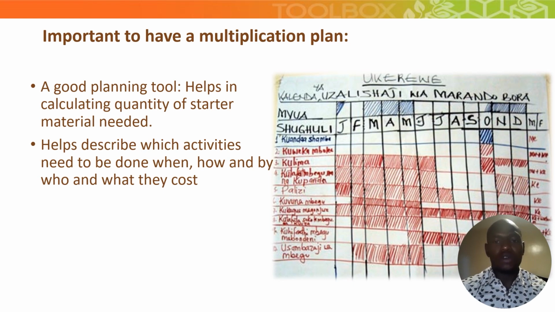The multiplication plan is very good, and it helps you calculate your starting material, but also it outlines all the activities that you're going to do, who is going to do those activities, and how much they are going to cost. So it's also kind of a budgeting tool.